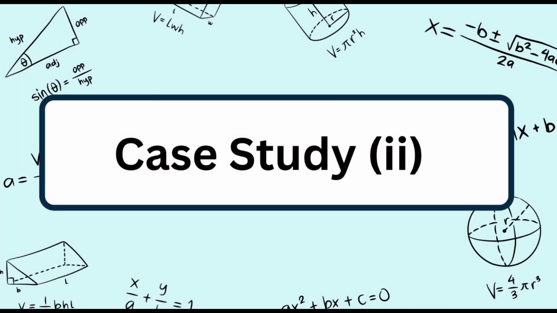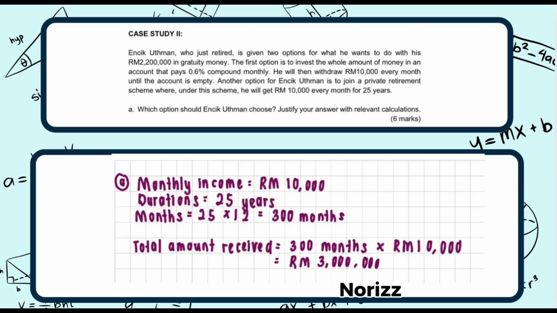And now we will move to case study 2. So, Encik Usman, who just retired, is given 2 options for what he wants to do with his 2,200,000 ringgit in gratuity money. The first option is to invest the whole amount of money in an account that pays 0.6% compounded monthly.